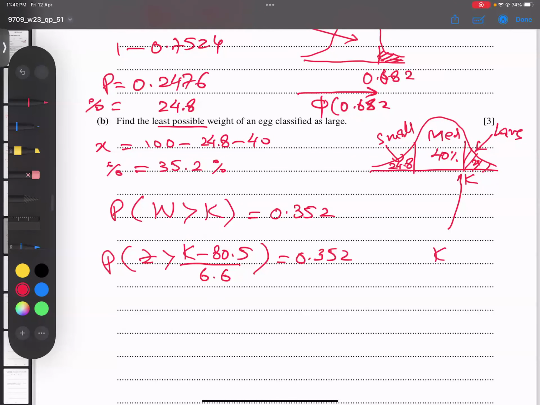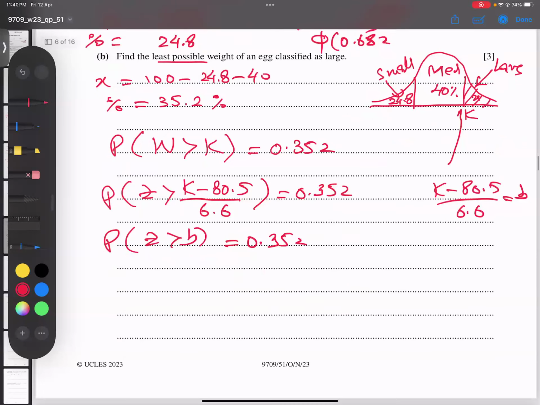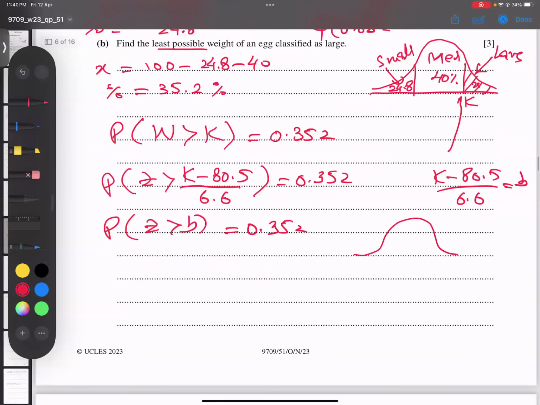Okay, this value I have taken as any number. For example, 80.5 over 6.6, I take as B. So Z is bigger than B, which equals 0.352. Now if I take a B here, and ask for bigger than this number, what is the probability of the right region? This is called phi of B. But I need the reddish region, so it is called 1 minus phi of B.